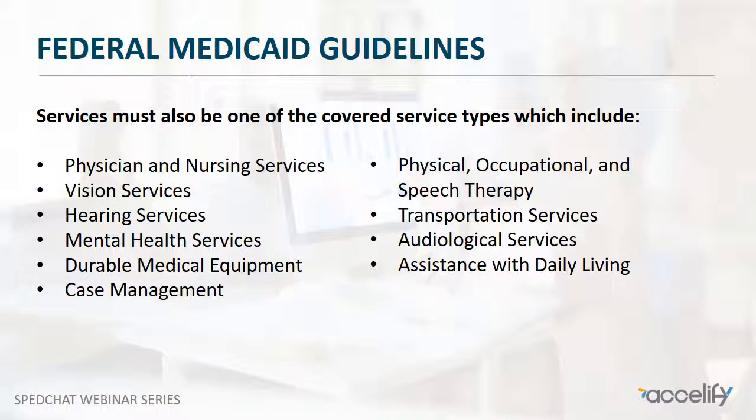Now, at the federal level, there are guidelines as to which service types are allowed to be covered by certain states. You may not see your state employ all these service types. They can limit the list as much as they would like. Those include physician and nursing services, vision services, hearing services, mental health services, durable medical equipment, case management, physical, occupational, and speech therapy, transportation services, audiological services, and assistance with daily living or personal care services.